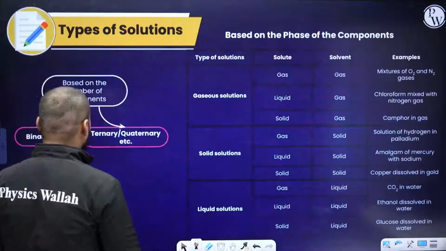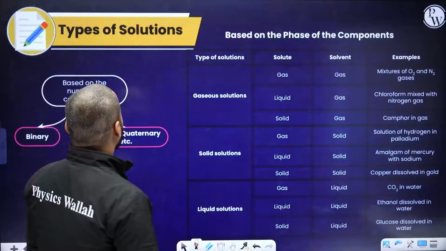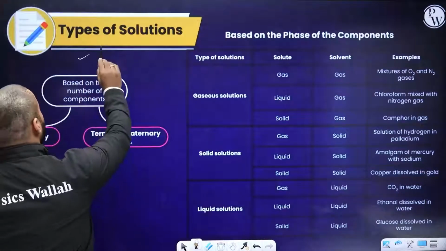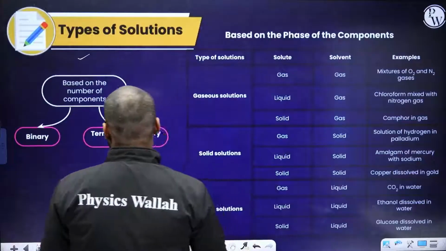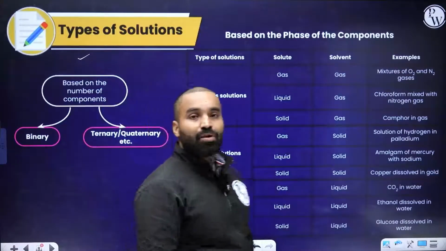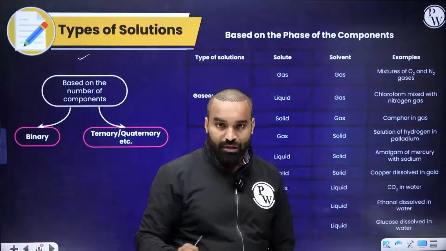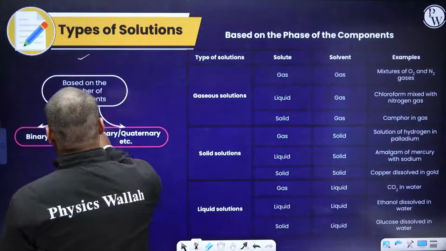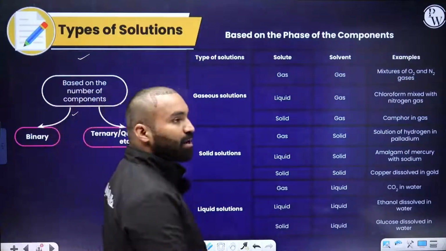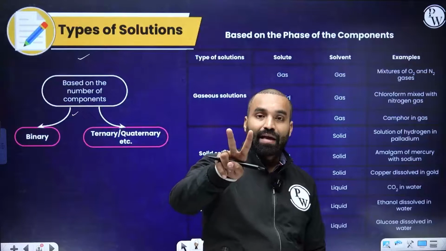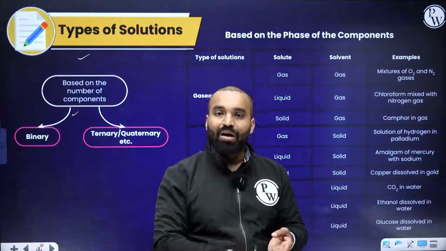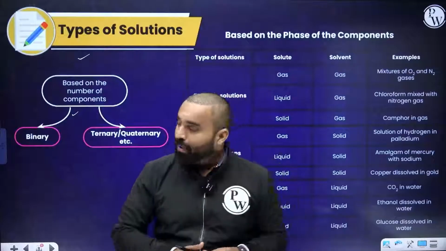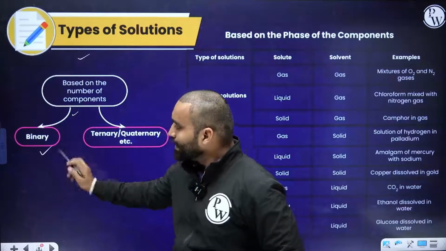Let's start our next topic for today, which is the types of solutions we are now going to study. Okay, the types of solutions, now we can categorize them on the basis of two things. One is based on the number of components, how many components are present. Either they can be two or there can be many also. So tertiary, quaternary, all those are possible. But we are going to stick to just binary solutions.